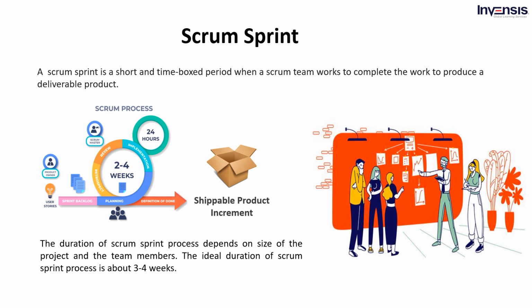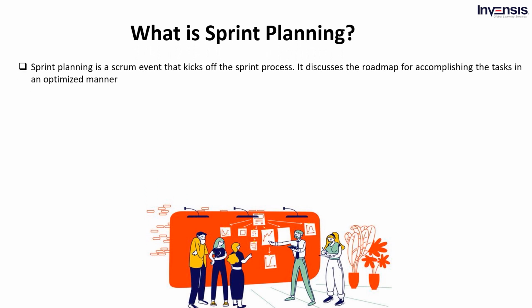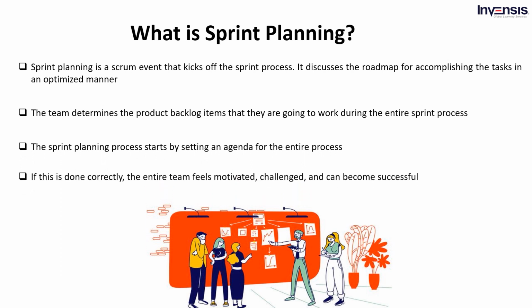After understanding Scrum Sprint, let us look into sprint planning. Sprint planning is a Scrum event that kicks off the sprint process. It discusses the roadmap for accomplishing the tasks in an optimized manner. The team determines the product backlog items that they are going to work on during the entire sprint process. The sprint planning process starts by setting an agenda for the entire process. If this is done correctly, the entire team feels motivated, challenged, and can become successful.